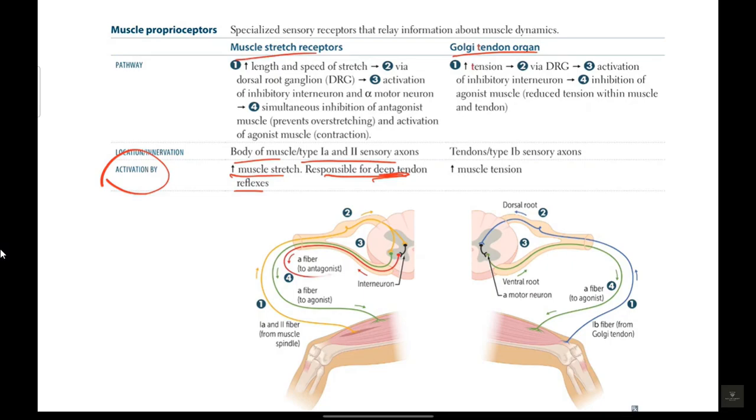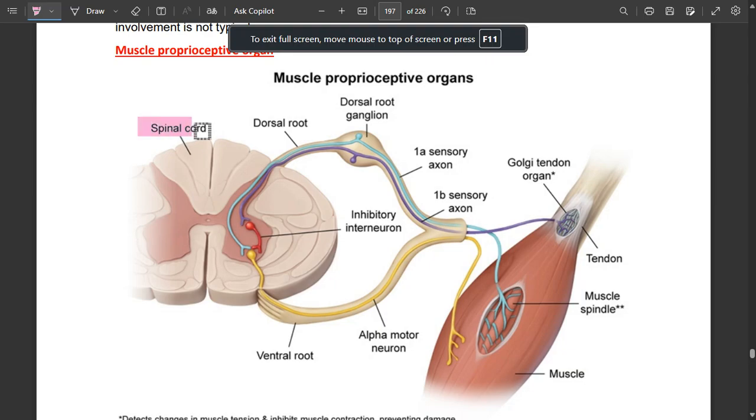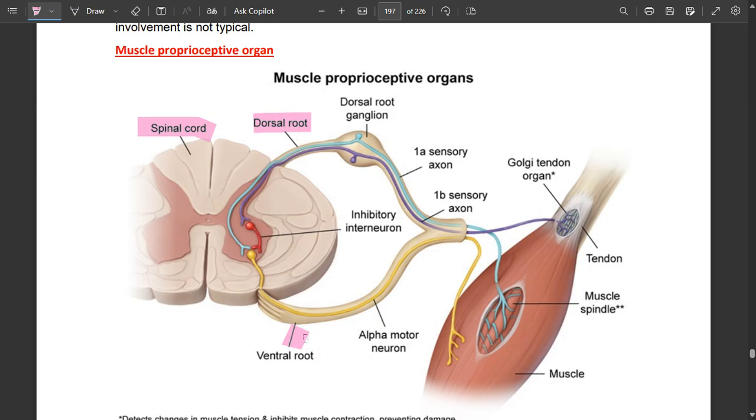Okay, let me just read it. So this is the spinal cord, this is the dorsal root, this is the ventral root. The dorsal root has sensory function, the ventral root is motor. The ventral root has motor neurons which run here and supply a muscle, via alpha motor neurons.